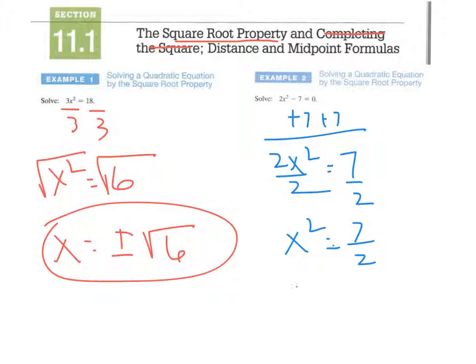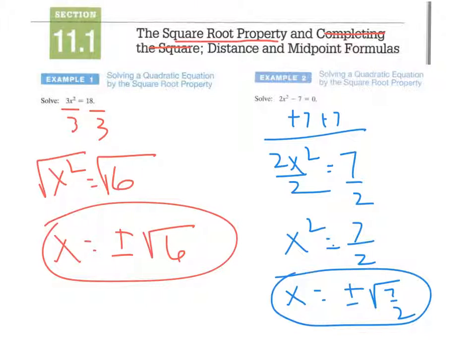And so I'm going to take the square root of both sides. So it's a plus minus square root of 7/2. And there's my answer. So all we're doing is using the square root to solve for squares.